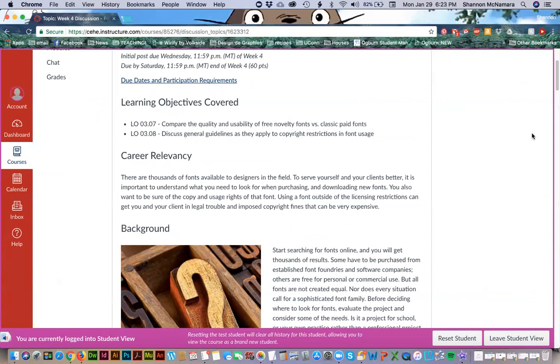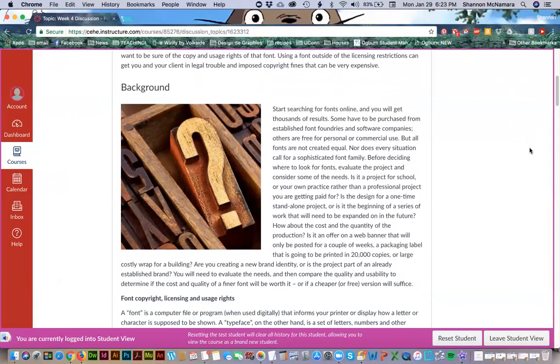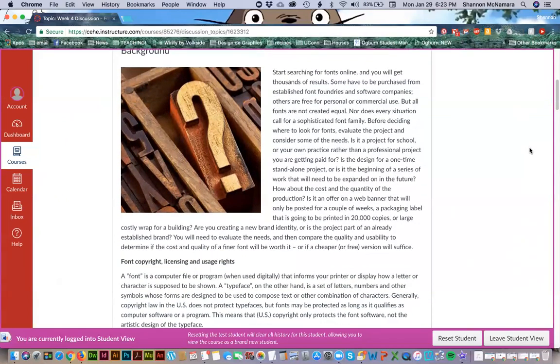Using a font outside of the licensing restrictions can get you and your client in legal trouble and impose copyright fines that can be very expensive. So you really don't want to find yourself in one of those predicaments. So start searching for fonts online and you'll get thousands of results. Some have to be purchased from established font foundries and software companies. Others are free for personal or commercial use, but all fonts are not created equal, nor does every situation call for a sophisticated font family.